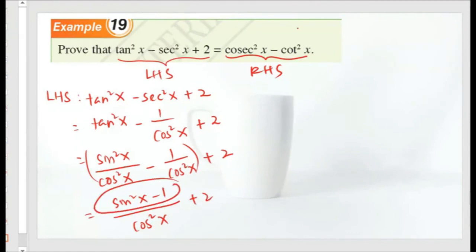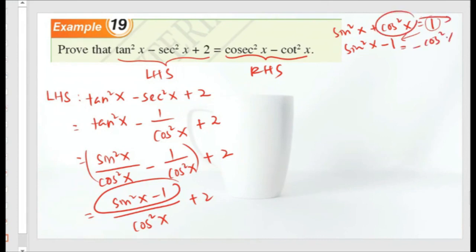Okay, how to simplify this one? Identity: sine squared x plus cos squared x equal to 1. So sine squared x minus 1, this one move to the right hand side, equal to negative cos squared x. So you get negative cos squared x over cos squared x plus 2. Simplify: negative 1 plus 2, you will get 1. From left hand side, you get 1. Okay, it's not equal to the right hand side yet, right? So you have to do the right hand side also.